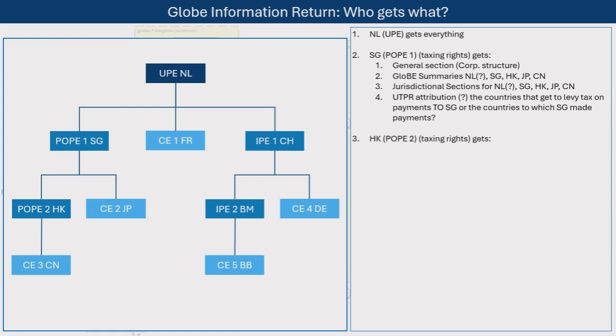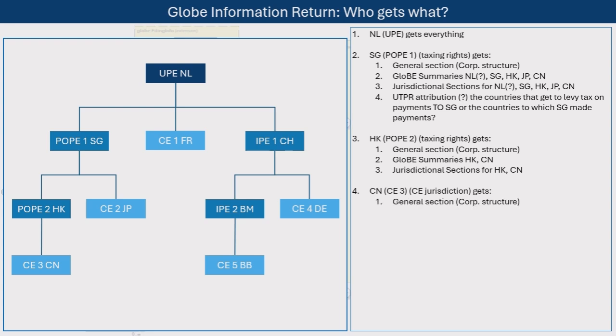And then for the Hong Kong POPE, it will be very much the same. It'll get the general section because everyone gets that. It'll get the summaries for Hong Kong and China, but the question is, will it also get it for POPE 1, Singapore and Holland? And then it will get the jurisdictional sections. And then the Chinese subsidiary constituent entity will get the general section, so it gets the corporate structure of the whole group.